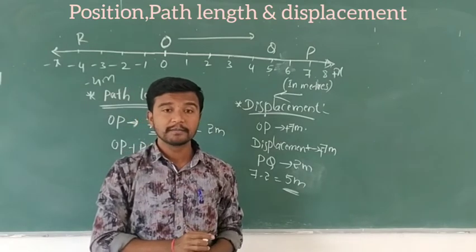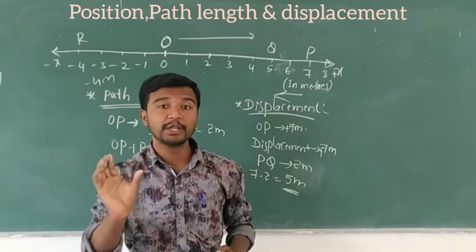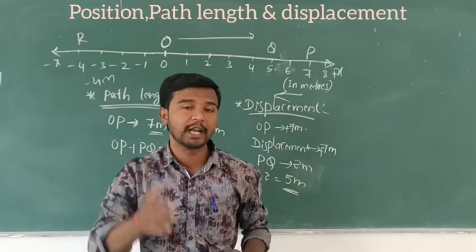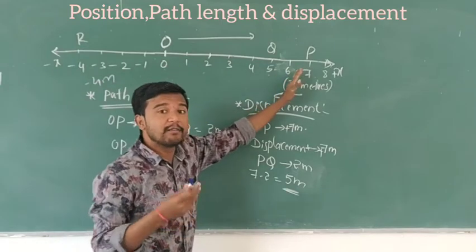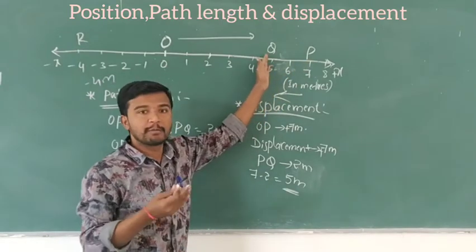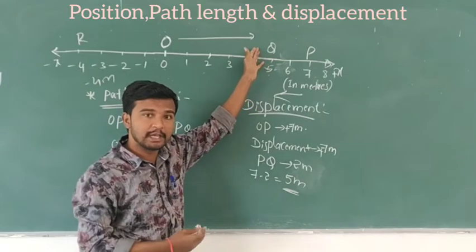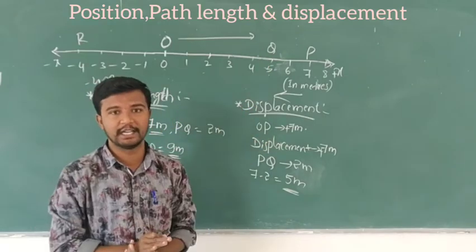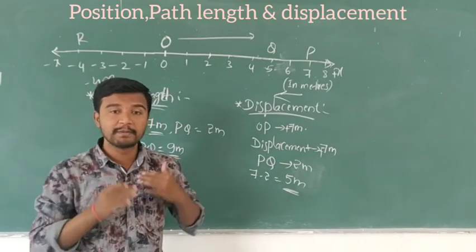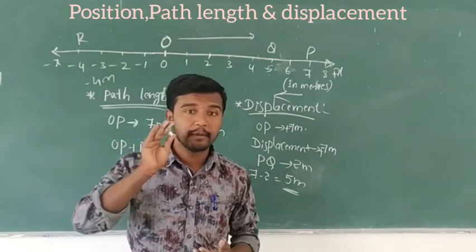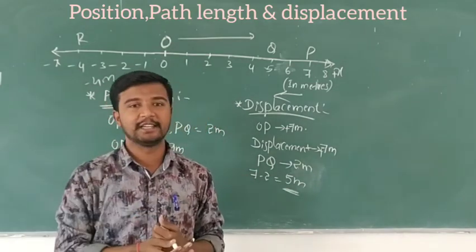So now what is displacement? Displacement is the change in the position of an object in a particular direction. From P to Q, the object position is changing. Then we call it the displacement of a body. Displacement has both magnitude and direction.